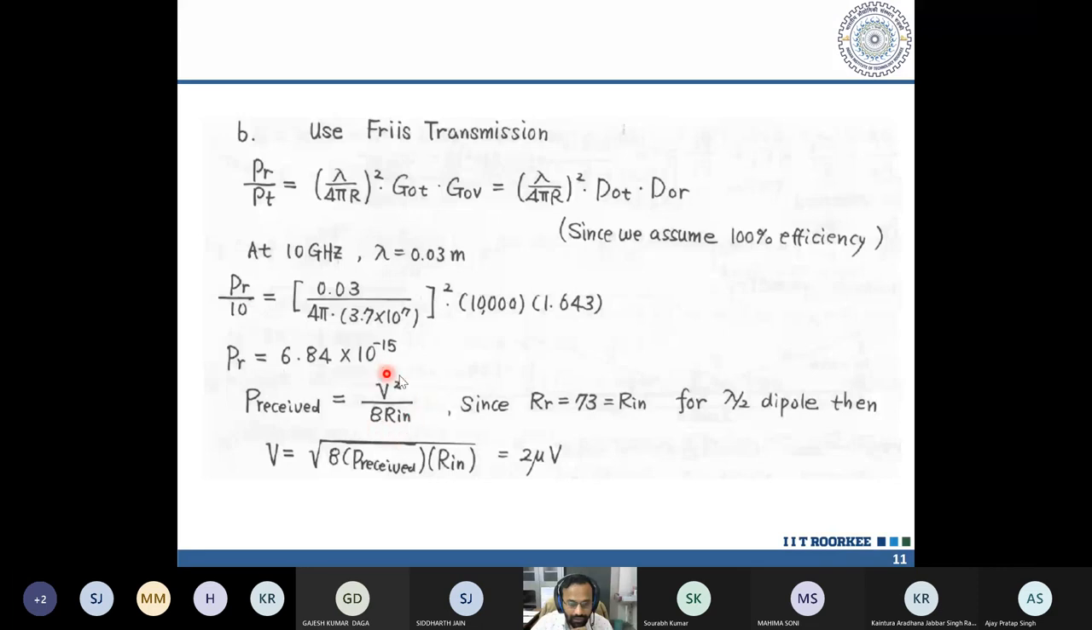Under conjugate matching, the received power is related to the voltage by V squared over 8 Rin, where Rin is the radiation resistance of the dipole antenna. The dipole antenna is conjugately matched to the receiver; that is assumed here. So we know the received power P from the Friis transmission equation, and Rin we know from the dipole antenna is 73 ohm. With conjugate matching, the voltage across the terminals of the antenna is given by this relation. If you plug in the values, it is around 2 microvolt. It had something to do with the dipole antenna, so I included it here.